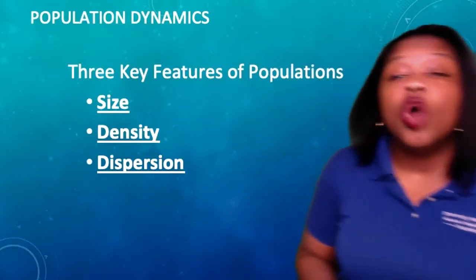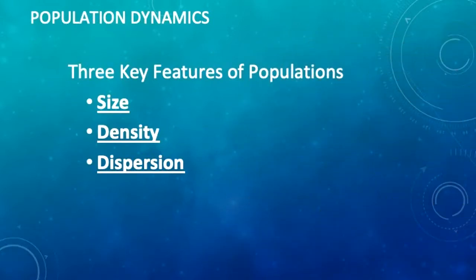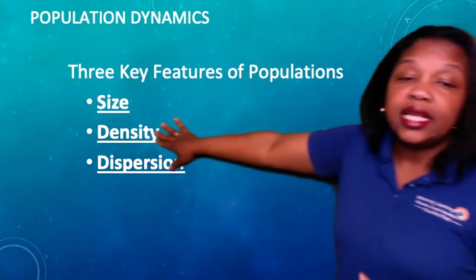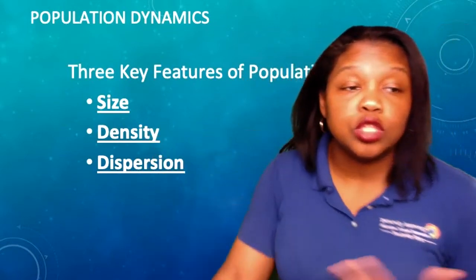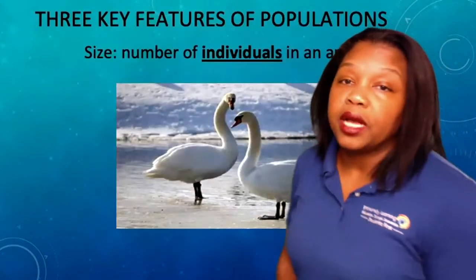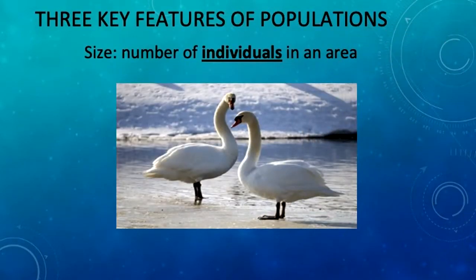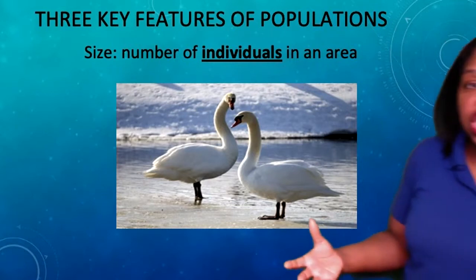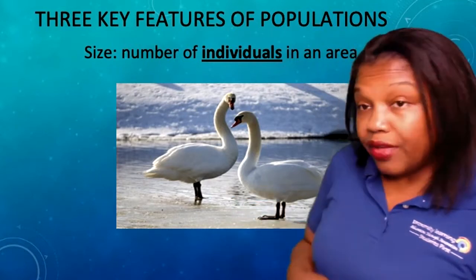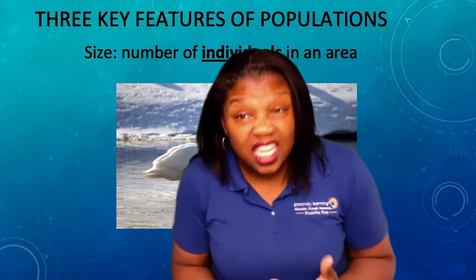So in any case, what are some major dynamics? What are the three key features of population? Well, three basic things: size, density, and dispersion. Okay, those are the main three aspects. So what's the size? It's just the number of people, the number of individuals, the number of animals, the number of insects, the number of plants in a given area.